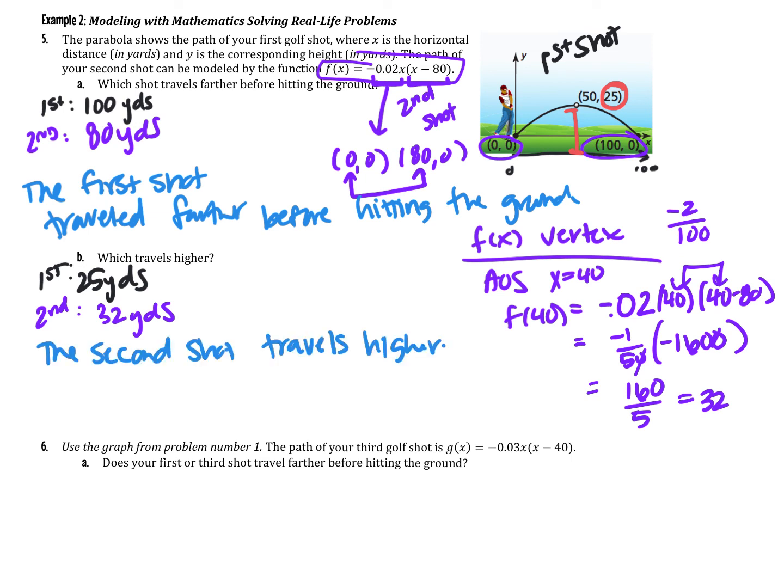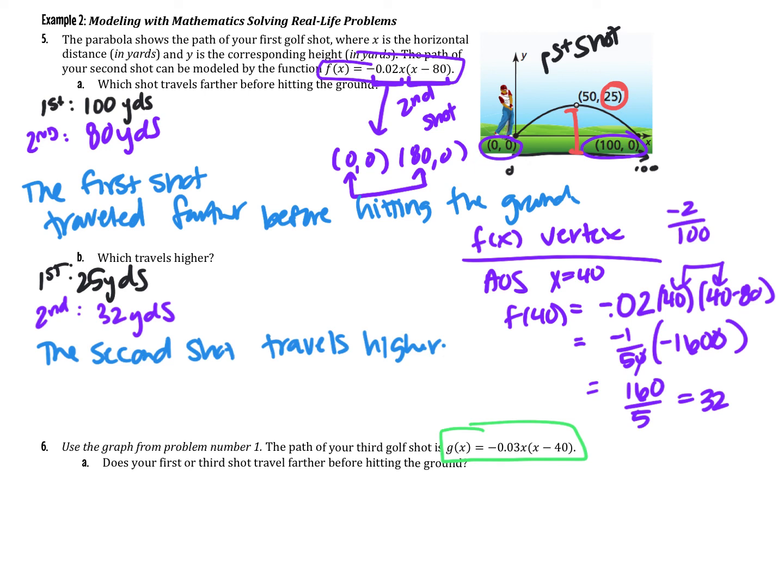So again, horizontal distance, we're talking about the x-intercepts. Height, maximum height, we're talking about the y value of the vertex. Now this last question relates to what we've already been talking about. It says use the graph from problem number 1, and now we have a third shot, g of x, for us to compare to and make some decisions and ask some similar questions.